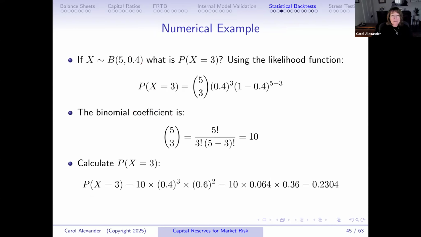And here's another numerical example. What is the probability that x equals 3 if we have 5 trials with success parameter 0.4? So we do 5 choose 3, 0.4 to the power 3, and 1 minus 0.4 to the power 5 minus 3, using that formula. Calculating the 5 choose 3 binomial coefficient, we get 10, and then we can calculate the probability that x equals 3 as 10 times 0.4 cubed times 0.6 squared, which is 0.2304.